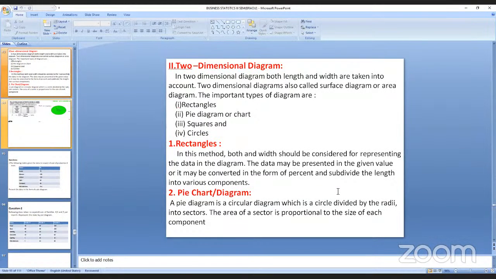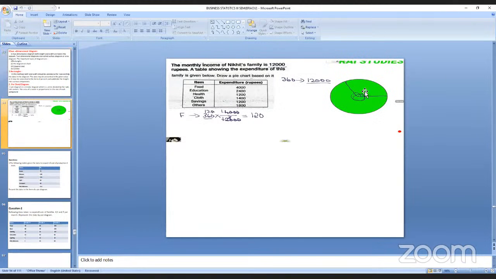What is the value of the complete circle? 360. Very good. So the area of a sector is proportional to the size. See here, it is a complete circle. Related to this, I'll be sending the video to you in the group.